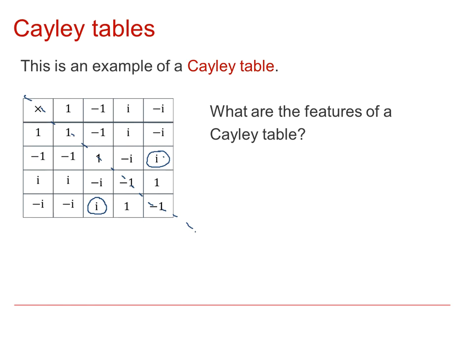Associativity is also not necessarily going to be true for Cayley tables, but this property was sometimes referred to as a Latin square property, where we've got 1 element in each of the rows and 1 in each of the columns.